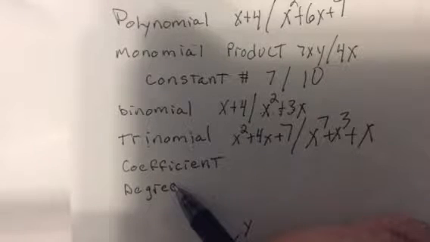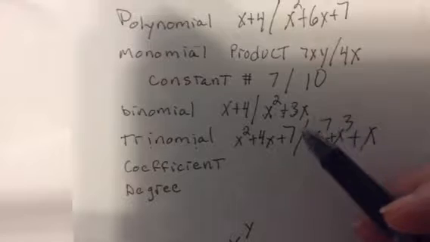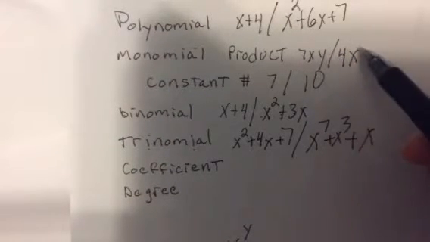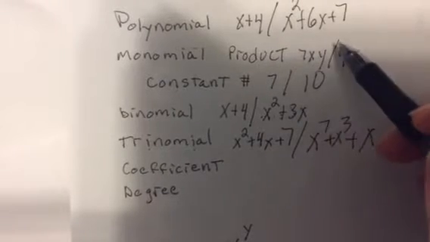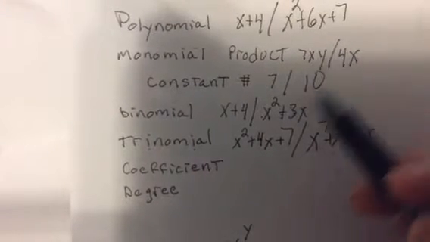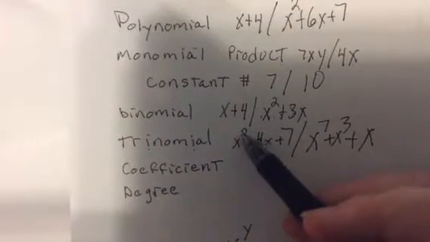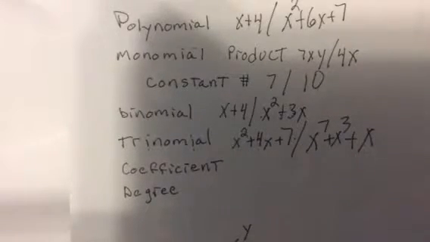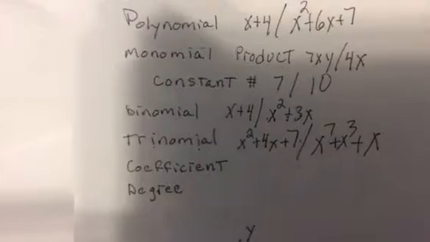Now the degree is just the highest power or the highest sum of powers. So 1 plus 1 is 2. That's higher than anything else showing. So the degree is 2. Here the highest power in the term is 2. 1, no x. So the degree is 2. So those are words you might want to look over the next couple of days.